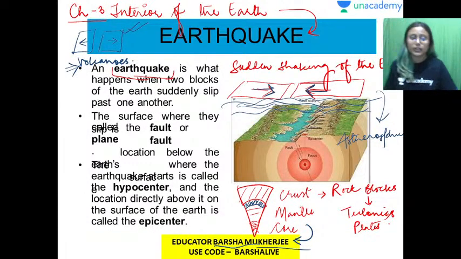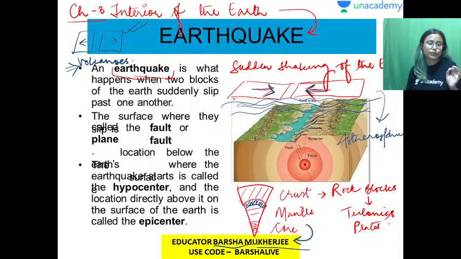So the region where exactly the two blocks collide with each other or slip past against each other, that surface is called a fault or fault plane, right? So any region in the interior of the earth where two plates collide with each other is called the fault plane, and the perfect point, the location inside the earth where the actual action takes place, from where the earthquake starts, is known as focus or hypocenter.